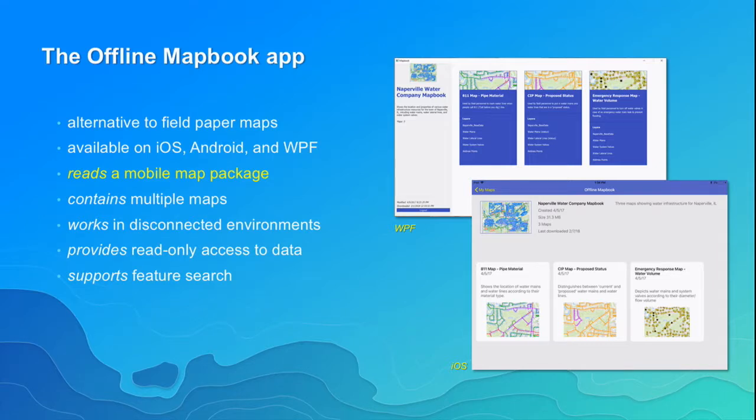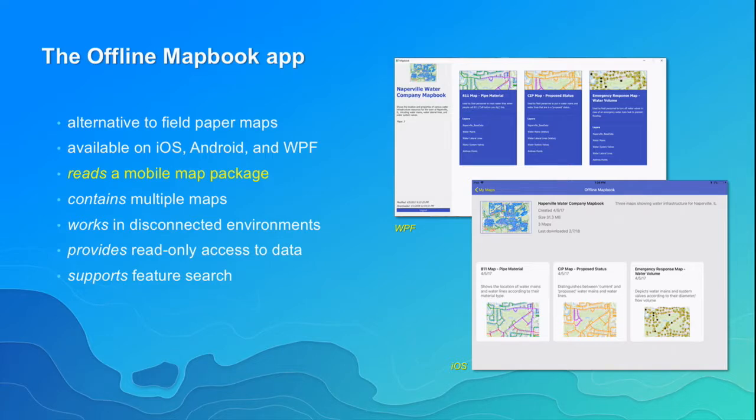In this case, the mobile map package that we publish, and which I'll be showing you shortly, contains multiple maps. So you can author multiple individual maps within ArcGIS Pro, and you can package each one of those maps and consolidate them into a single MMPK or mobile map package. So really the mobile map package here is the cornerstone of making the offline map book work. It can be accessed, you can sideload this onto a device, or you can pull it down from a portal.